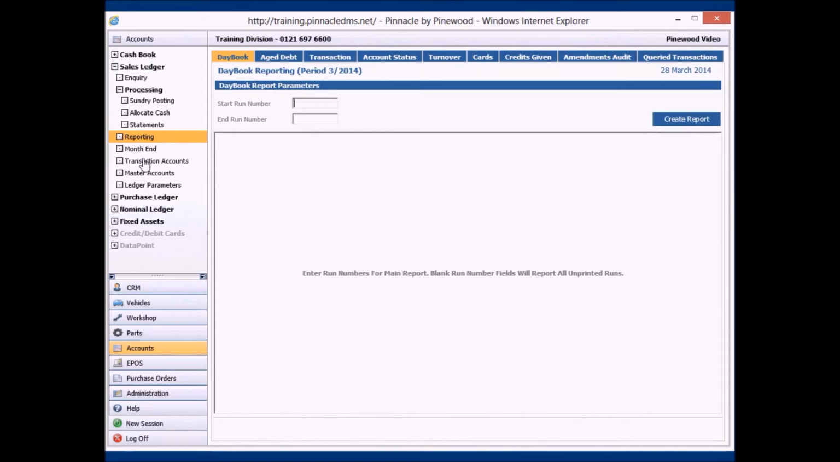We'll be looking at transaction and master accounts and how these are set up and how they exist within the system, as well as going over the parameters which govern the sales ledger at both master and transaction level. Within the purchase ledger, we'll also be looking at the accounts within here and processing invoices via two methods, one being the sundry posting and one being a GRNI matching process.